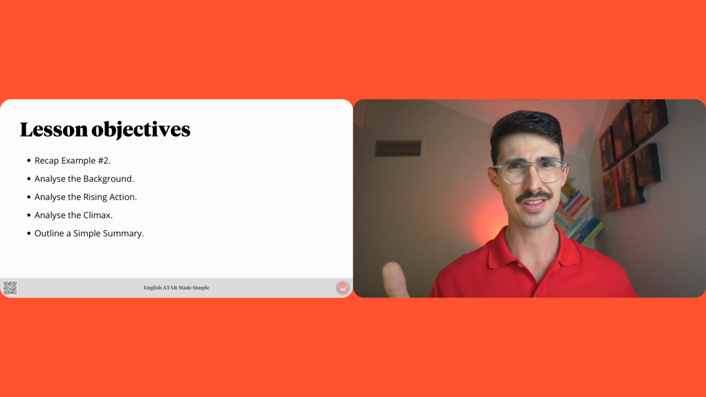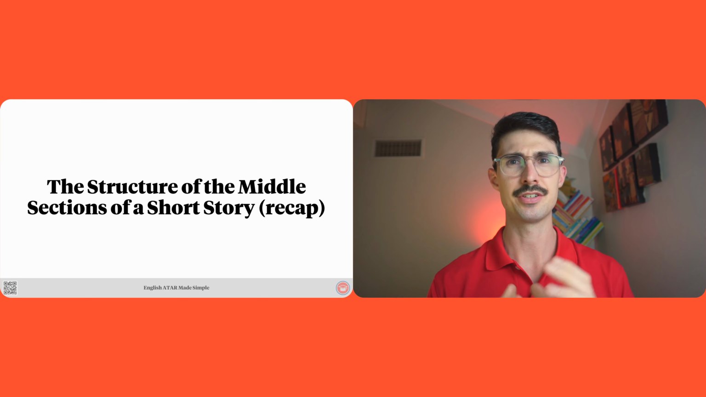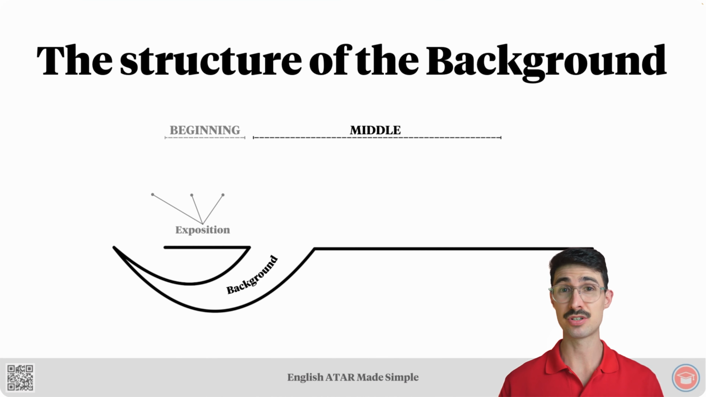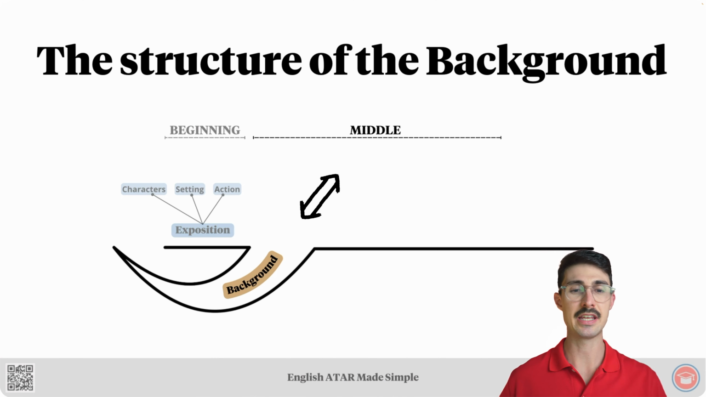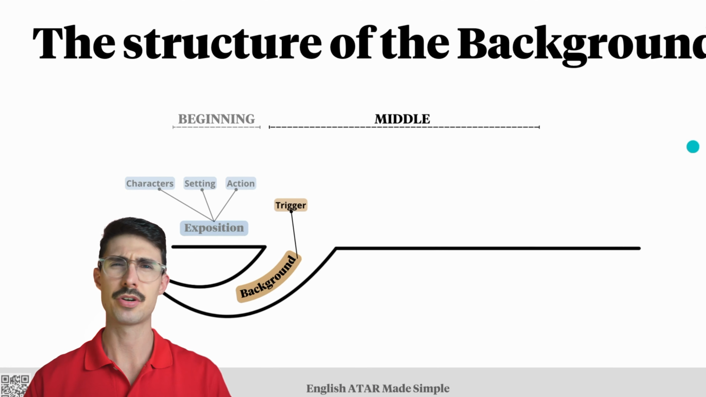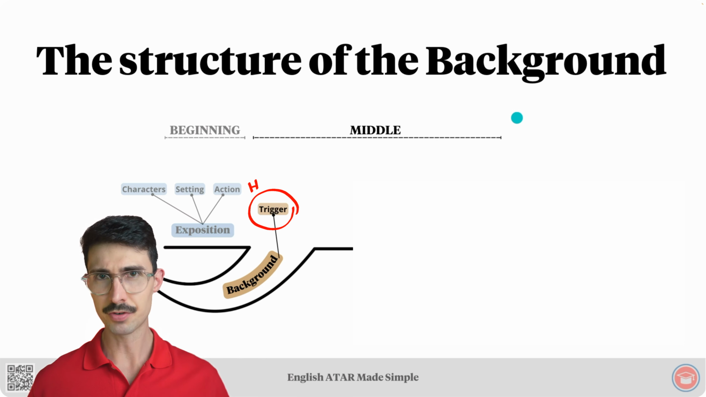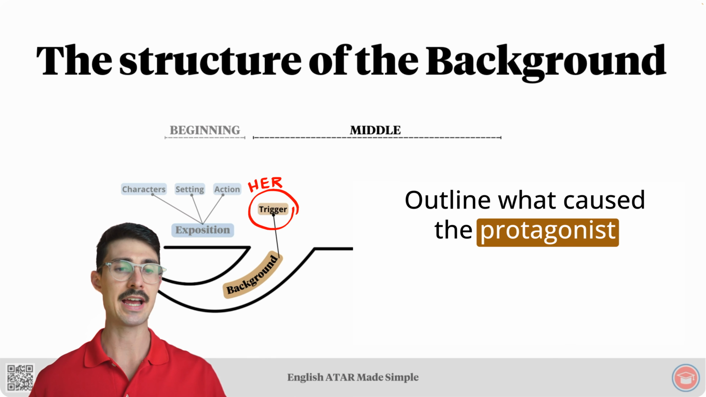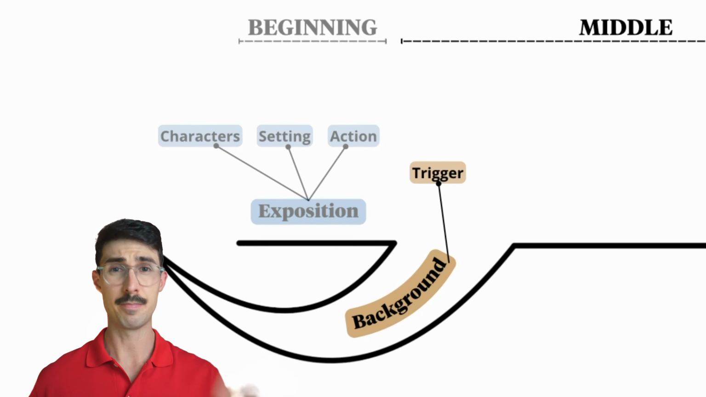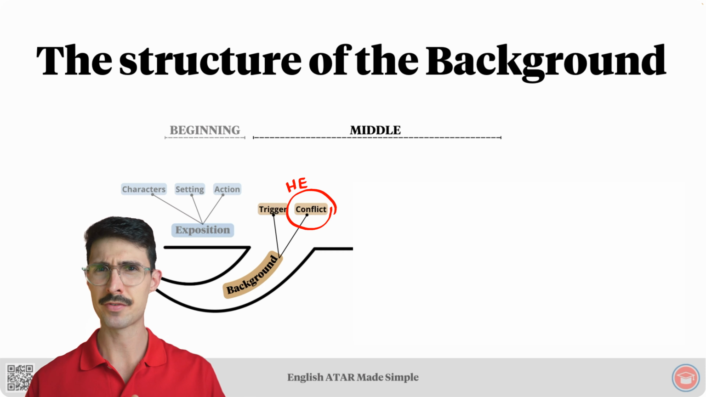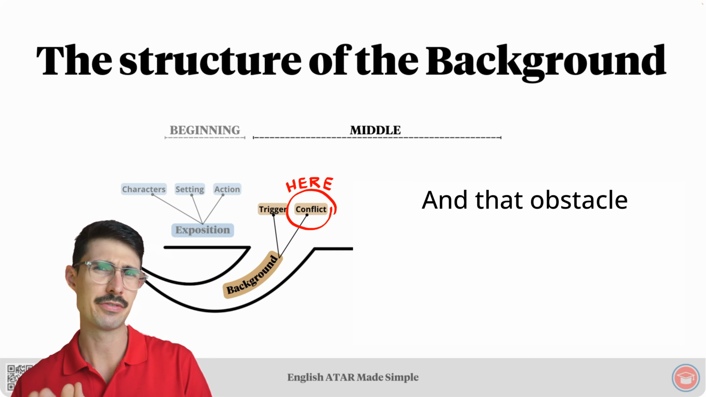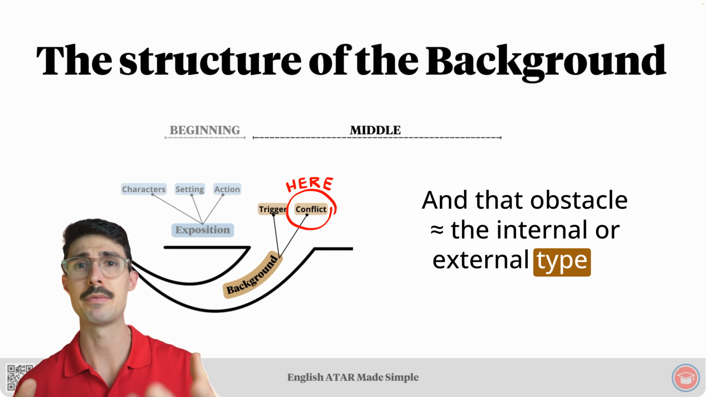Before the guac, though, we got to look at the structure of the middle sections of our short story once again. Starting with the background section. This is what she looks like. It represents the first section in the middle part of our short story, the inverted claw. The background's got 2 elements or ingredients, one of which is the trigger. This requires you to outline what caused the protagonist to end up in the situation outlined in the exposition. The last element of the background is the conflict element. This one requires you to highlight the obstacle the protagonist must overcome, and that obstacle is really referring to the internal or external type of conflict within your story.